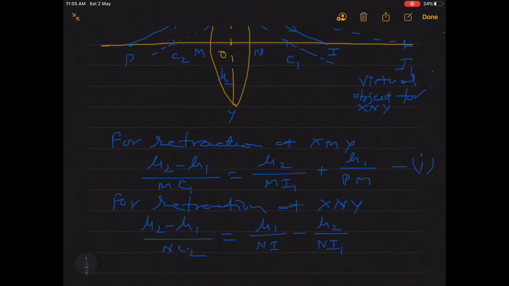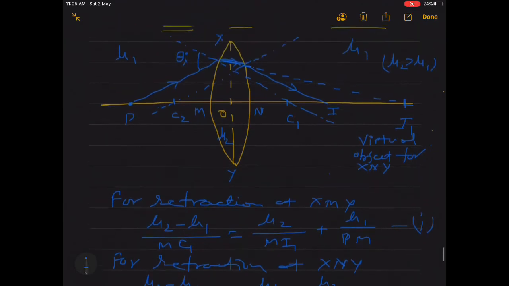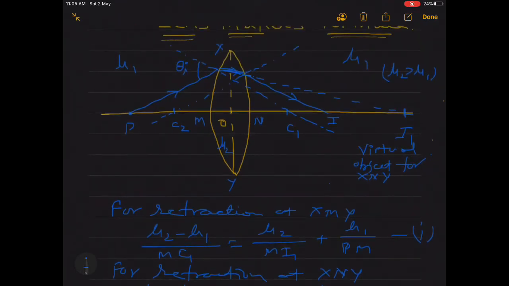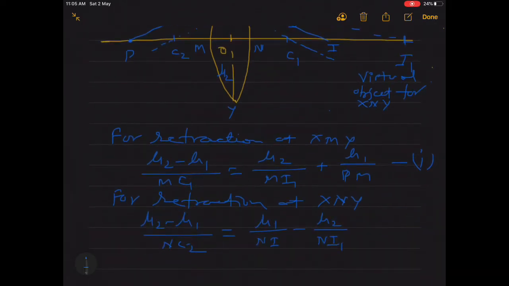Here the negative sign is because the refraction at the second surface is quite different. In this, the ray is entering from denser to rarer medium, and the object is lying on the right side. So if we go in detail with the same derivation as we had done in the last lecture, we would get this result, (mu2 minus mu1) upon NC2 is equal to mu1 upon NI minus mu2 upon NI1. Now we have two equations for the two refraction cases, at the first surface and at the second surface.